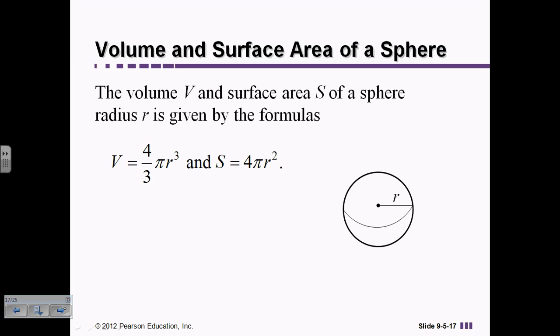All right, here we have a sphere, and a sphere is basically a basketball if you want to think of it that way. Again, this time we're looking at r cubed, r to the third power. So the volume would be 4/3 pi r cubed, and the surface area would be 4 pi r squared.